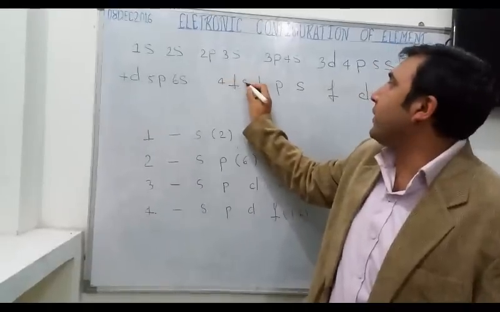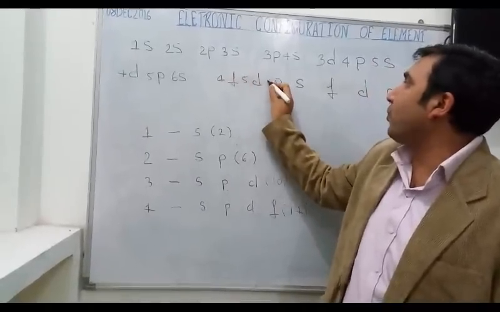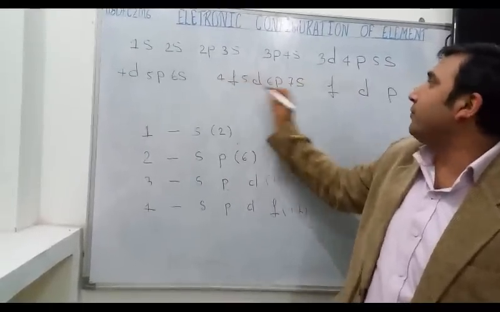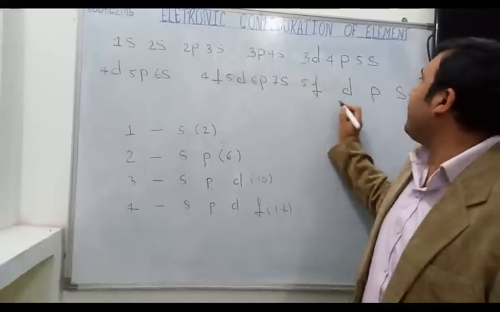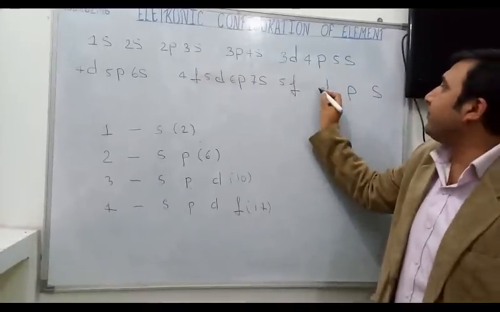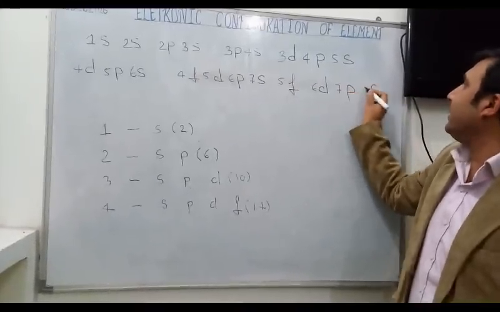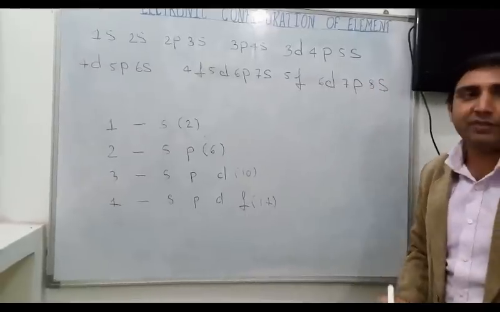So after 4 it is very fast, we can write it very fast. 4, 5, 6, 7. After 4 what will come? 5F. What will come after 5? 6, 7 and 8. Let's now fill the electrons.